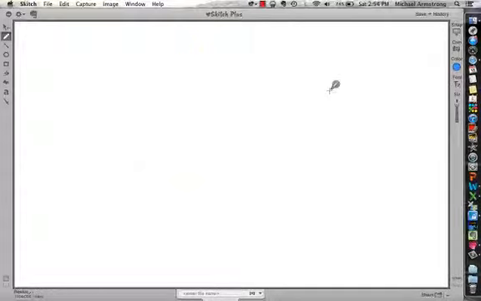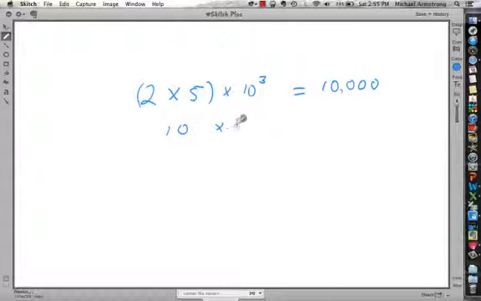Maybe we could find one more. We won't even start with the pattern. We'll just jump in there. 2 times 5 times 10 to the third. Okay. Now you might be able to, at this point, just know that 2 times 5 is 10, and you need 3 more zeros. It's 10,000. Sometimes it's nice to see why it works. 2 times 5 is 10, times 10 to the third. We have just figured out that 10 to the third is 1,000. So 10 times 1,000 is 10,000.